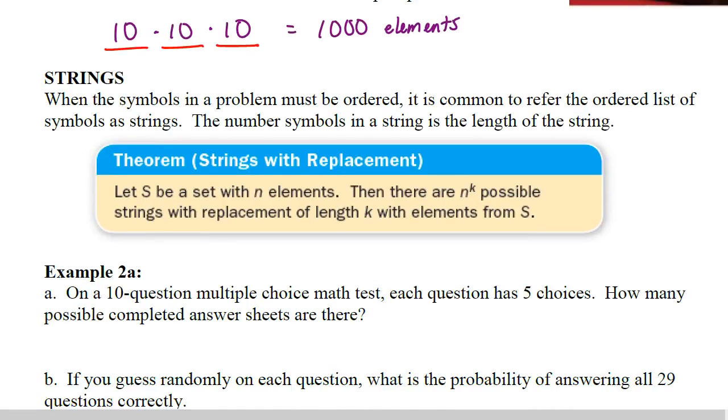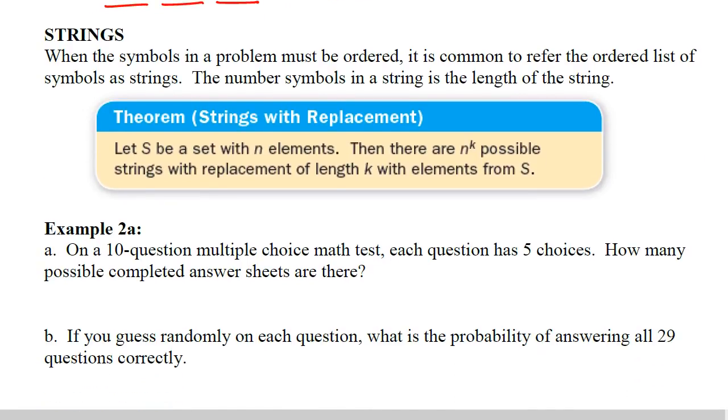So this brings us to a string. When the symbols in a problem must be ordered, it is common to refer to the ordered list of symbols as strings. The number of symbols in a string is the length of the string. Now that might not make a whole lot of sense. Let's look at this formula, and then I'm going to show you how we could use strings to make problems like the previous one and other ones a little bit easier.